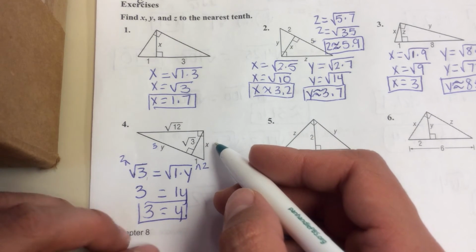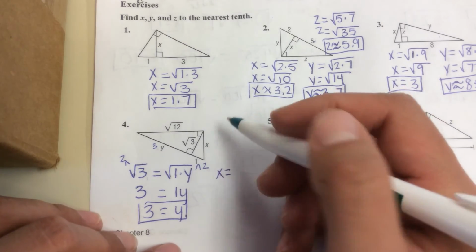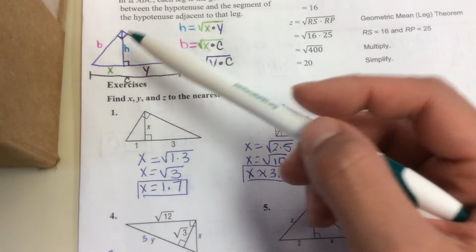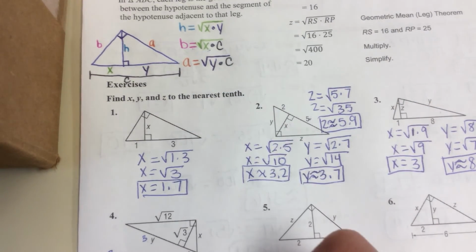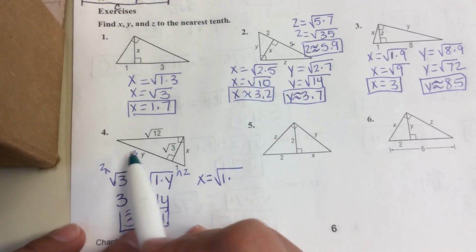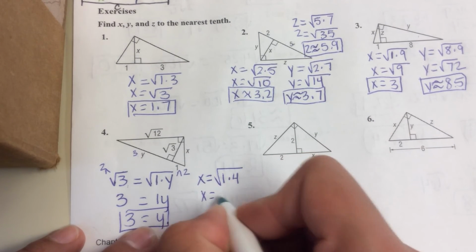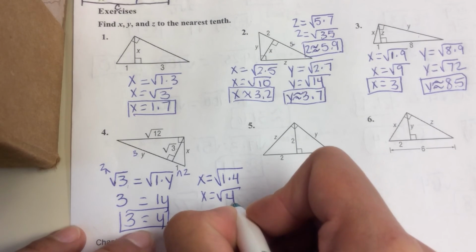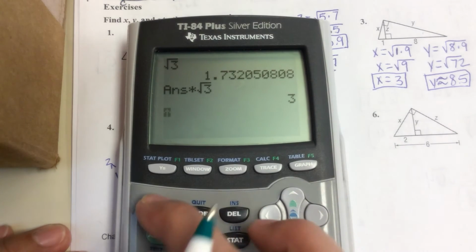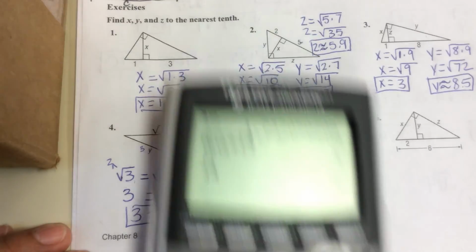So in order to find x, when we refer back to our picture, we know that x is equal to our b here. So we're going to take x, the square root of 1 times, and then we're going to add 3 plus 1. That gives us 4. X is equal to the square root of 4. Okay, and x equals 2. If you don't know that, second square root of 4 gives us 2.